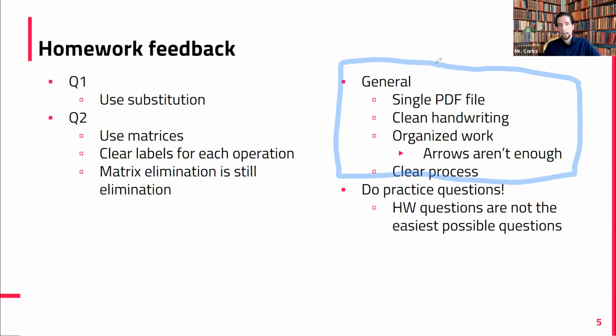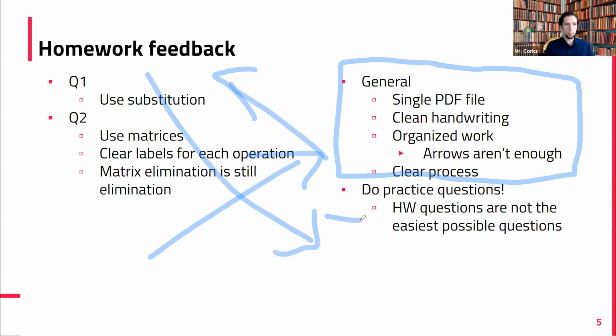Last bit, I wish this wasn't happening, but still lots of people had problems with the PDF file, the scanning, or combining into a single file, or very unclear handwriting. Some work, especially if you're doing the substitution stuff, like just having arrows pointing all over telling us what the next step is, that doesn't work. Like a nice organized column or something.